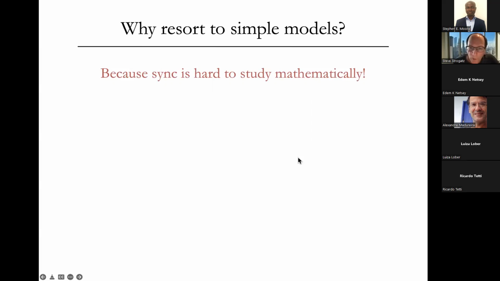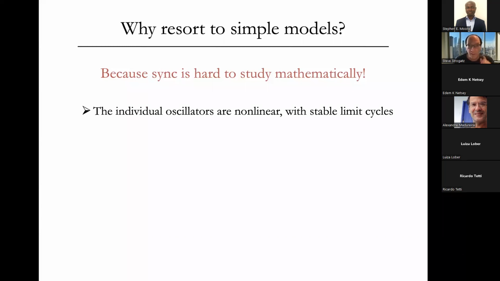First I want to justify why that is reasonable. Why would we resort to these simple models? It's because it's hard to do the analysis properly. To really work mathematically on any of these examples, it's difficult for various reasons. For one thing, the individual oscillators, whether they're heart cells or metronomes, are nonlinear oscillators. These are not the linear harmonic oscillators that you would have studied in your first course in differential equations or your first course in physics. These have to be nonlinear oscillators.